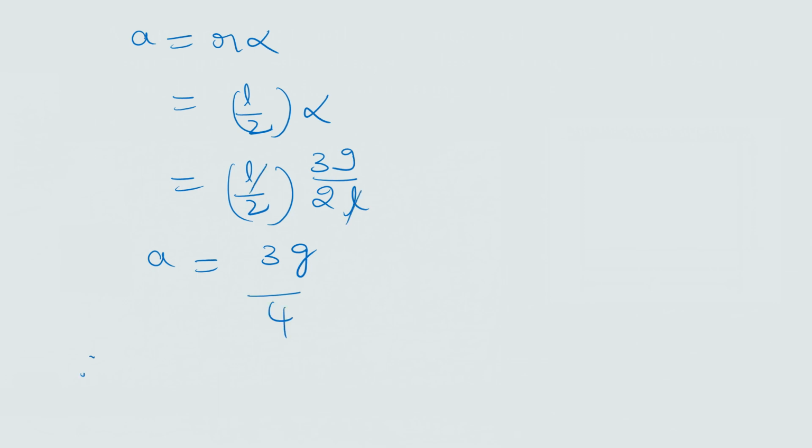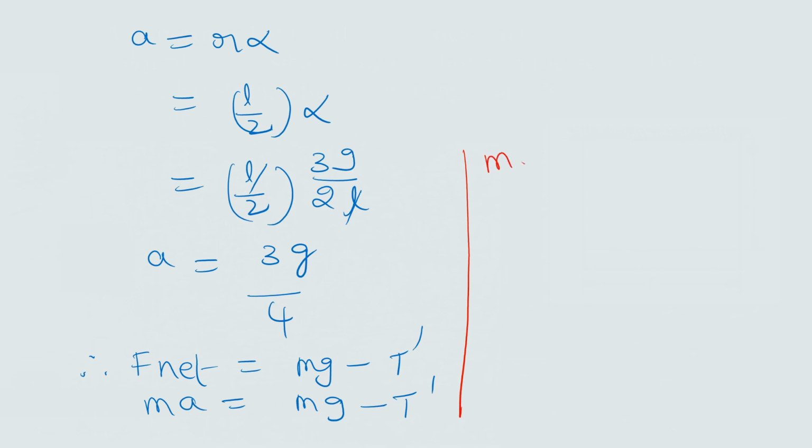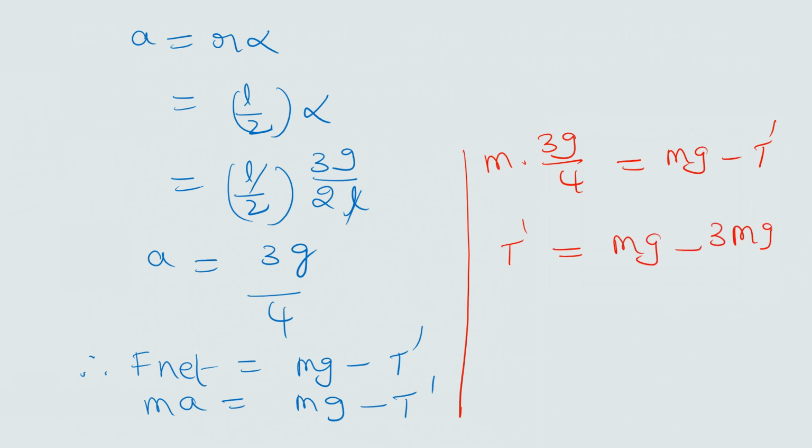Therefore F net is equal to mg minus T dash, that is, ma is equal to mg minus T dash. Now substituting 3g by 4 in the place of a, we get 3mg by 4 is equal to mg minus T dash. So now T dash is equal to mg minus 3mg by 4. Taking LCM, T dash is equal to mg by 4. Okay, this is the final answer.